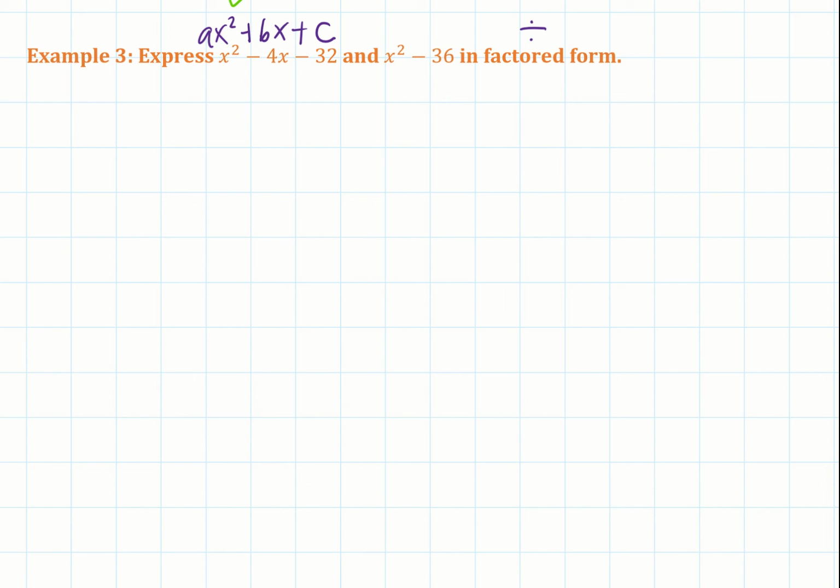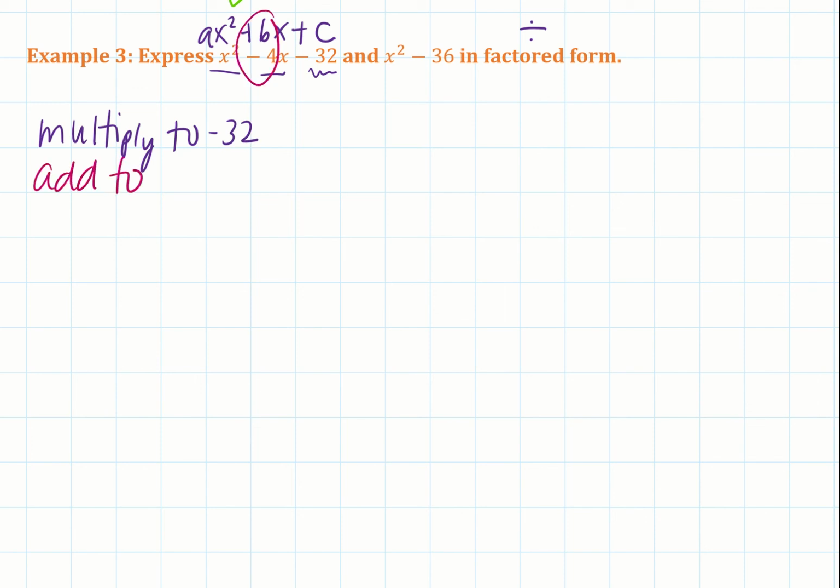And I see that we can't divide all the terms by something. We could divide these two terms by x, but we can't divide 32 by x. So instead we need two numbers that multiply to that c term, negative 32, and add up to the b term, so they need to add up to negative 4. Okay, let's try some numbers. 2 and 16, those won't add up to negative 4. What else can you multiply?